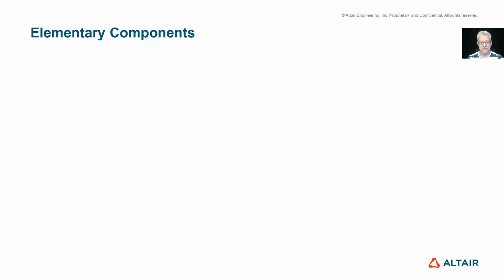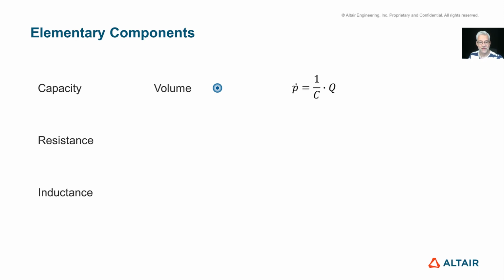After playing around with flow and pressure, we now take a look at the fundamental components that are the basis of most components in the hydraulic library. These are capacity, resistance, and inductance. What we already saw is a capacity. A typical component is the volume. The corresponding equation is shown here.